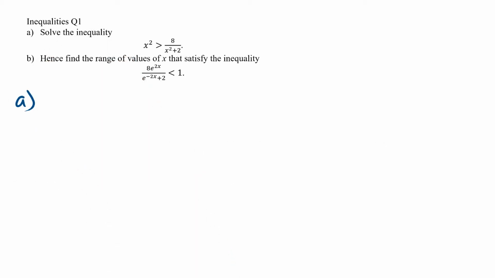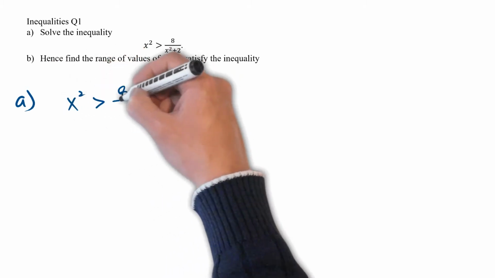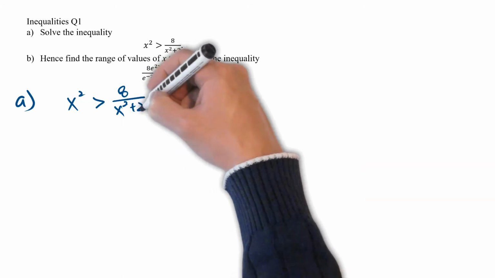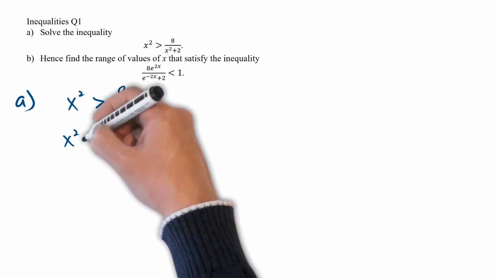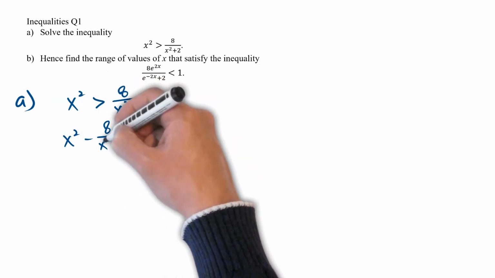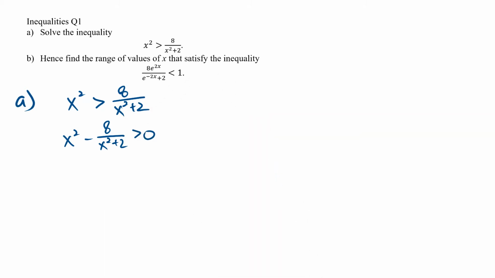In this question, we are asked to solve the inequality x squared greater than 8 over x squared plus 2. In solving inequalities, the first step that we do is always to bring everything to one side such that we compare with a 0. So we have x squared minus 8 over x squared plus 2 greater than 0.